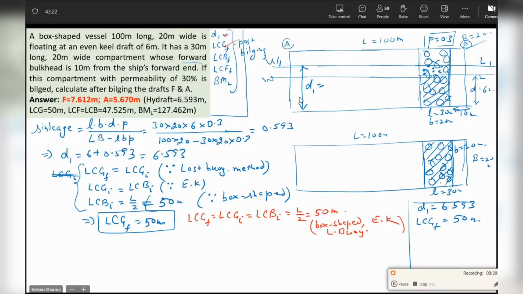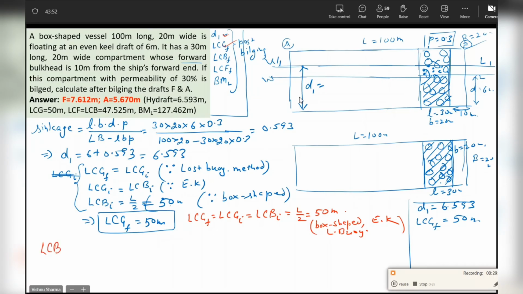The way you are getting KB, what is the difference between KB and LCB? It is only the difference of the axis. Yes or no? One was from keel, other is from the after perpendicular, correct? So the process is going to remain same. Only the moments will now be about after perpendicular. Does everybody agree now, beta? Yes or no? Understood.